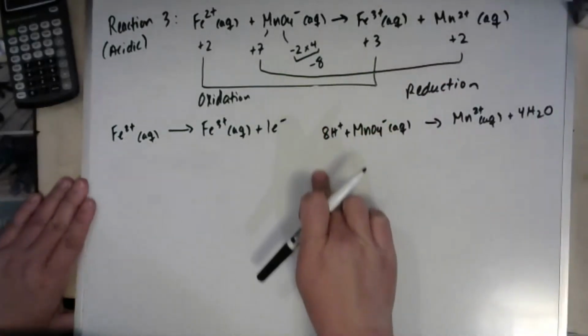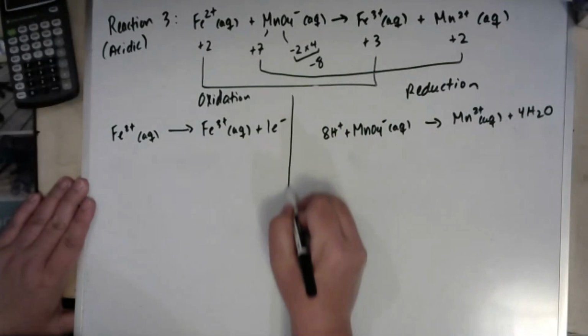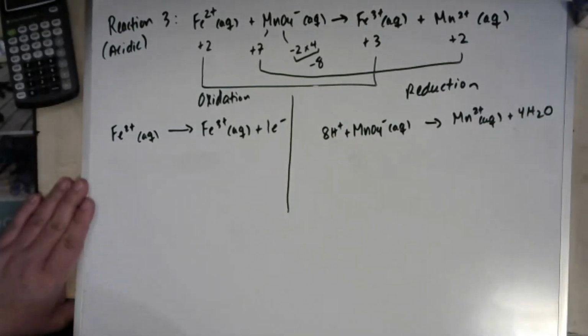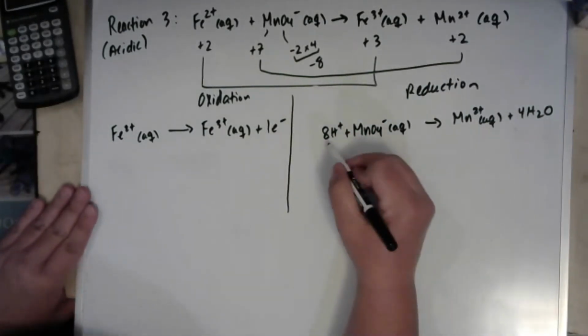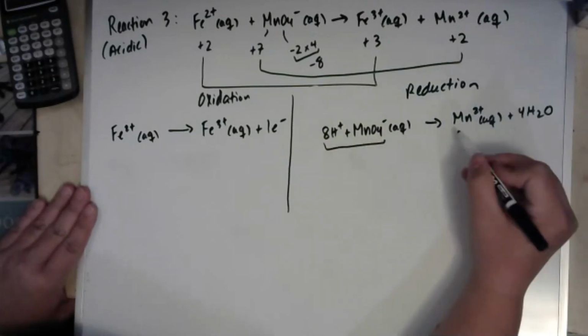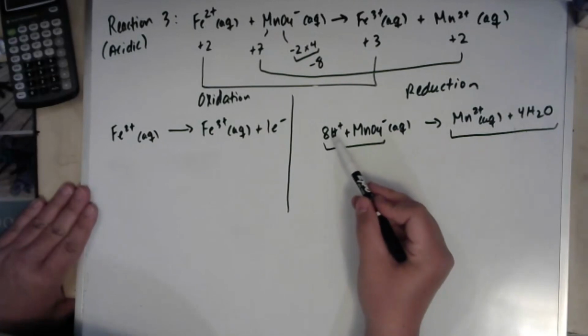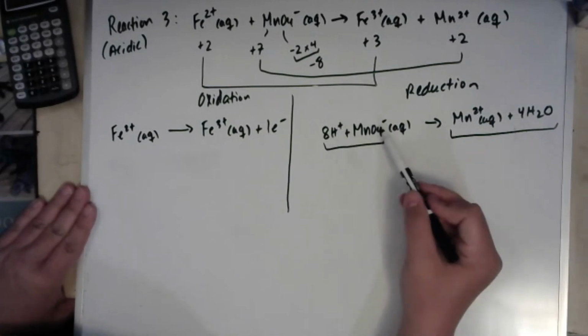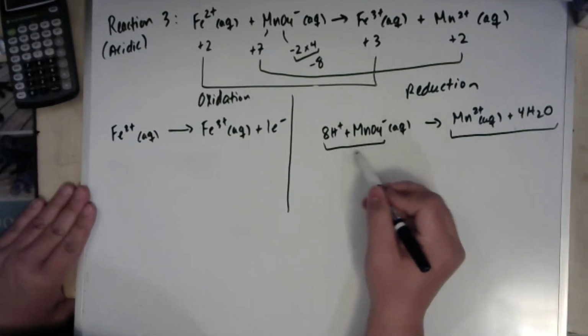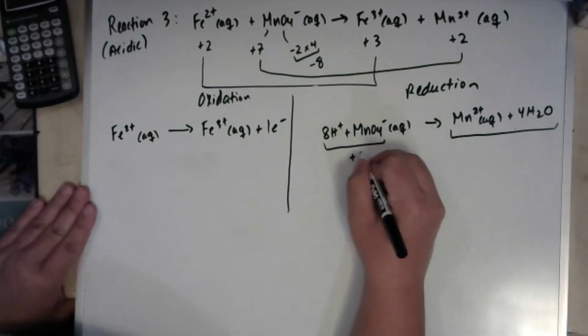Now, I'm going to need a little more room. Now I'm going to look at the charge difference because all of my atoms are balanced, but my charge situation is a little bit of a mess still. I have 8 hydrogen ions, so each hydrogen has a +1 charge, and I have a manganese with a -1 charge. So I have a total charge on my reactant side here of +7.